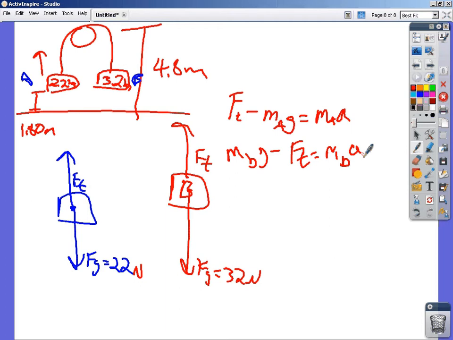The other thing that we need to realize is with tension, since our strings are not slack, they don't stretch, and there's no friction in them, this acceleration and this acceleration have to be equal. And that's where we're going to get our equation from. This A equals that A.